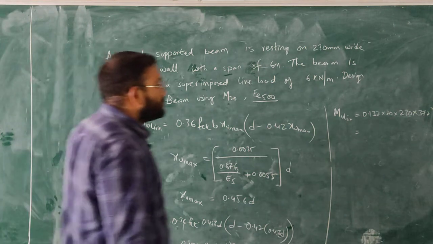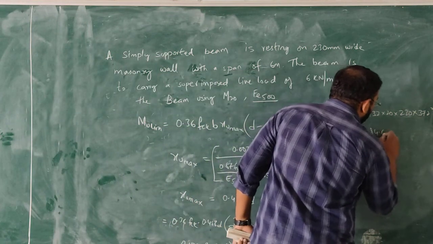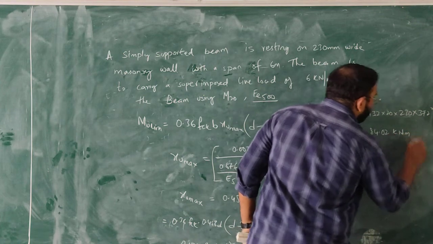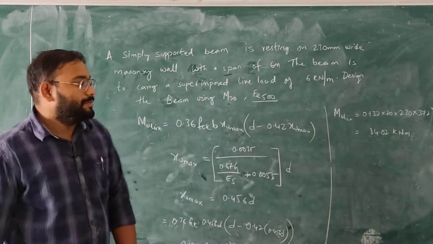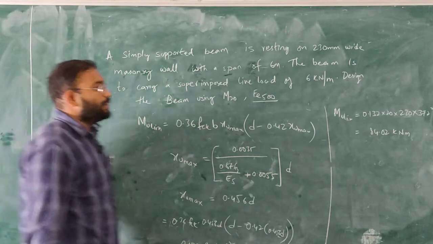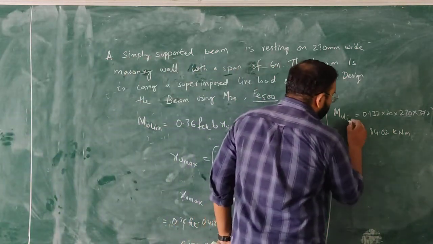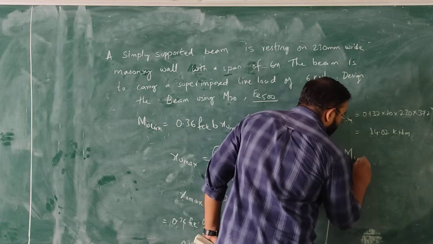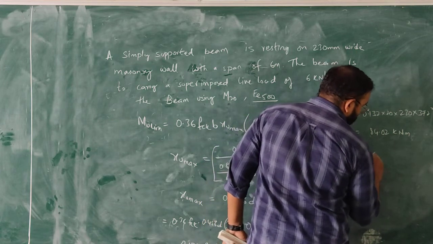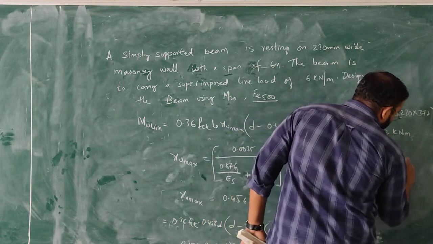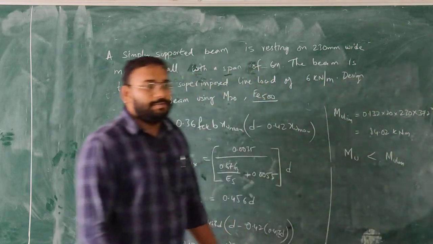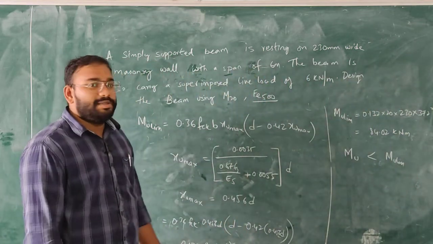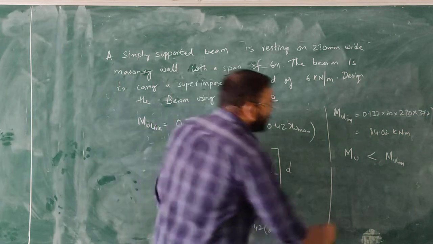into 10 to the power of 6. 84.02 kilonewton meter. Okay, 84.02 kilonewton meter. This is mu lim. What is happening? Mu is less than mu lim. What is the condition now? What type of beam is this? Singly reinforced beam.